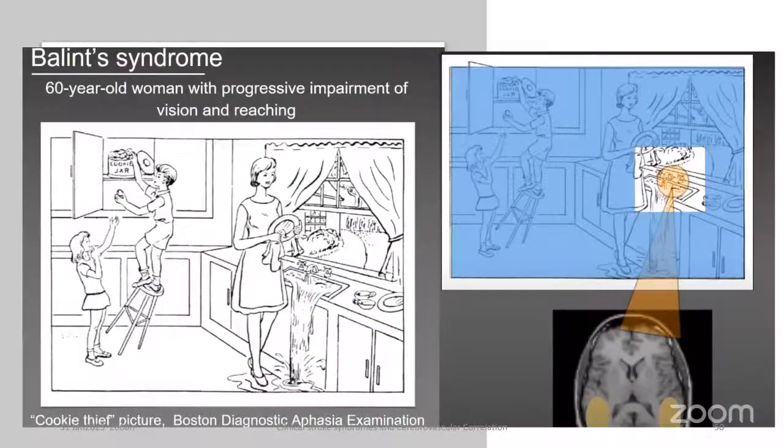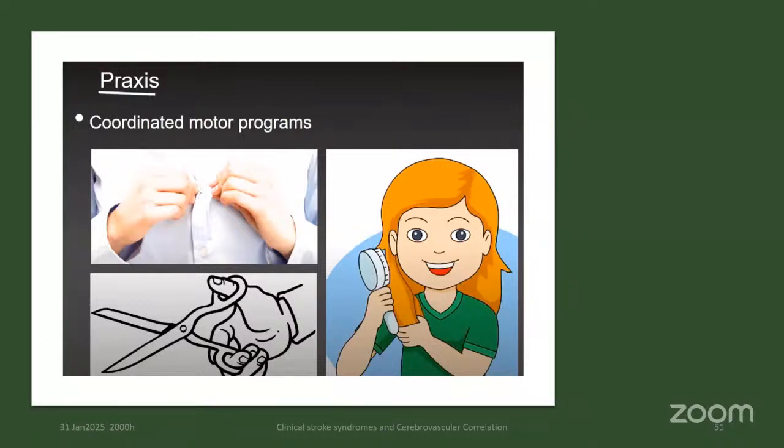Very interesting. You can see it in a stroke. A 60-year-old woman with progressive impairment of vision and reaching, could be because of stroke also. This is called the cookie thief picture, from the Boston Diagnostic Aphasia Examination. He has to describe the whole thing, what's happening in this figure. There's a cookie jar. This chap is trying to steal. The girl is helping. The stool is about to fall. She's washing dishes and the water is flowing. So you have to describe the whole scene here. But what happens is they won't see it. When there is a lesion with Balint syndrome, they miss the whole picture, right? So that is the Balint syndrome, which you have seen.